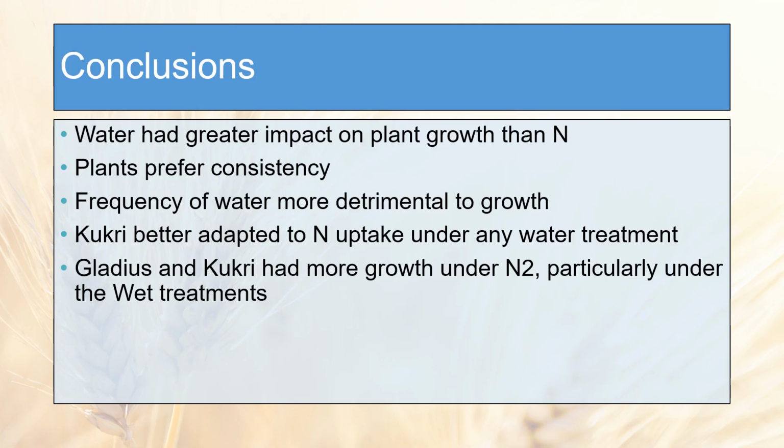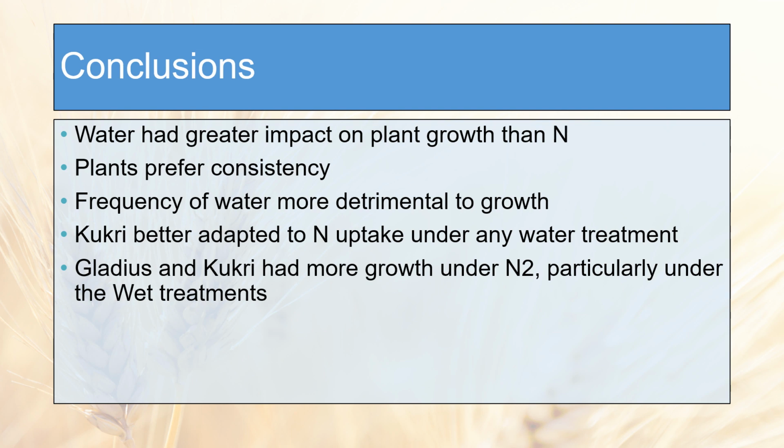So to conclude, we can say that water had a greater impact on plant growth than nitrogen did. We can safely say that plants prefer consistency, which does pose a little bit of a problem with the current climate change happening. To answer my question, frequency of water was more detrimental to the growth of the plants than the quantity was.